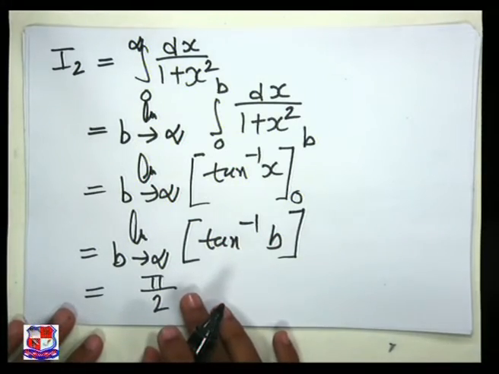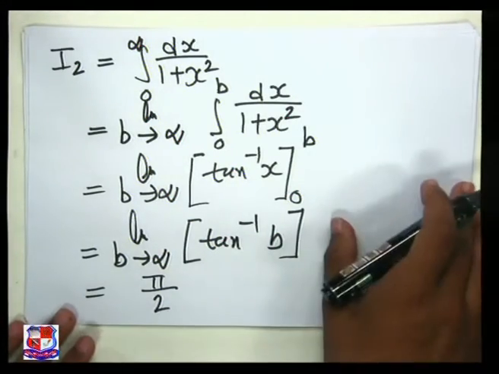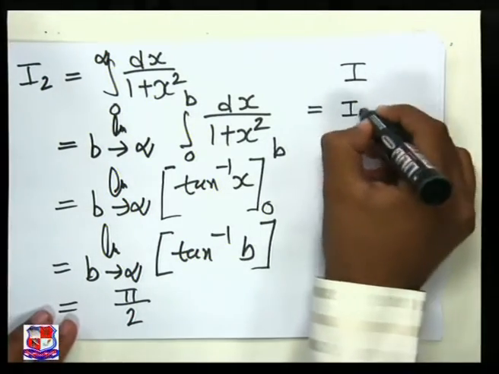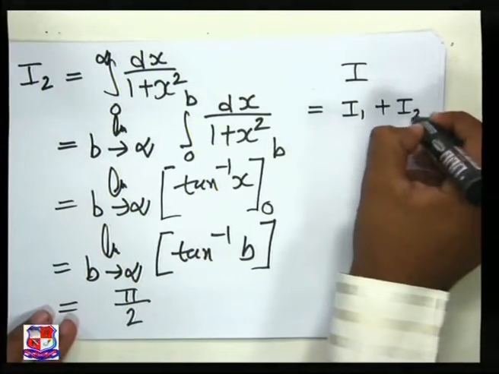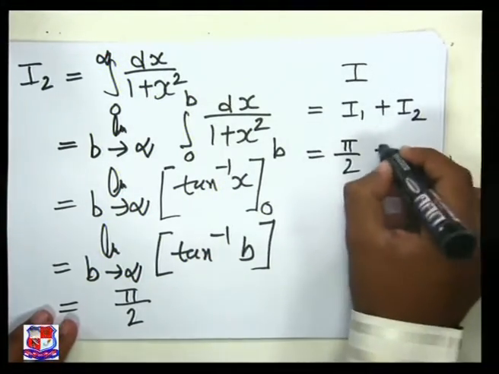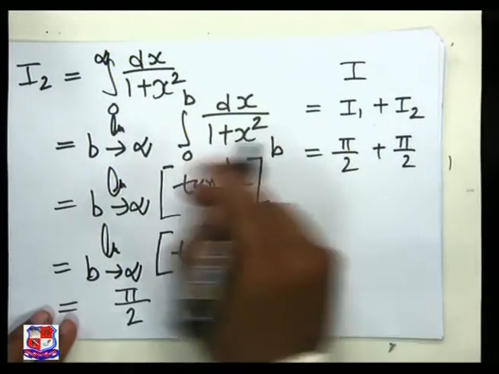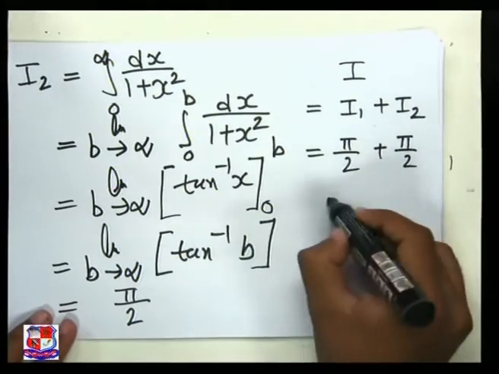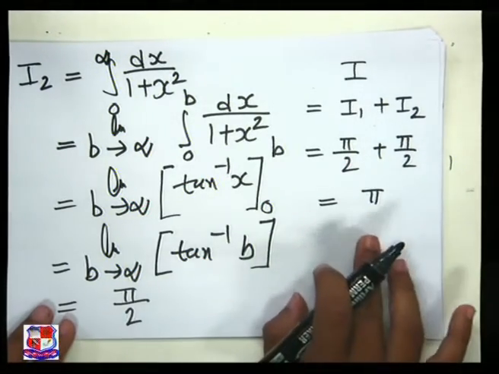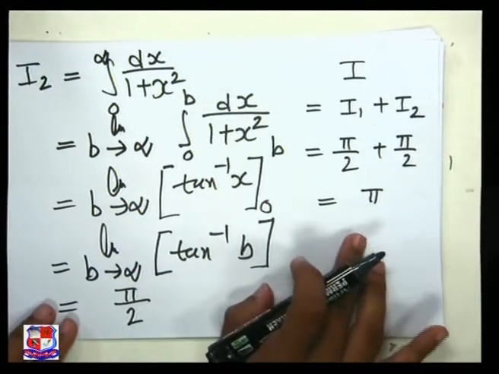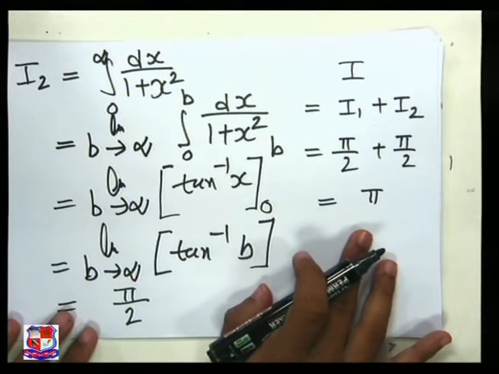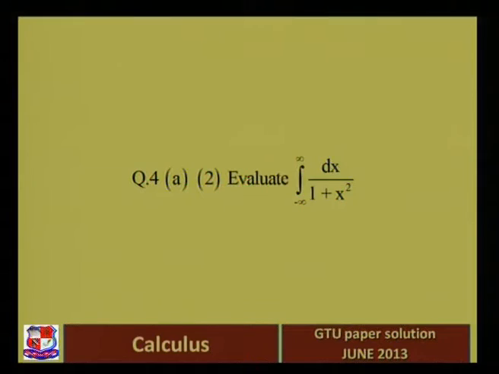I1 is pi by 2, I2 is also pi by 2, and what is our I? I is equal to I1 plus I2. So that is equal to pi by 2 plus pi by 2. So this equals pi, right? So the final answer, the value of this integration from minus infinity to infinity of dx upon 1 plus x square, is equal to pi. The next question.